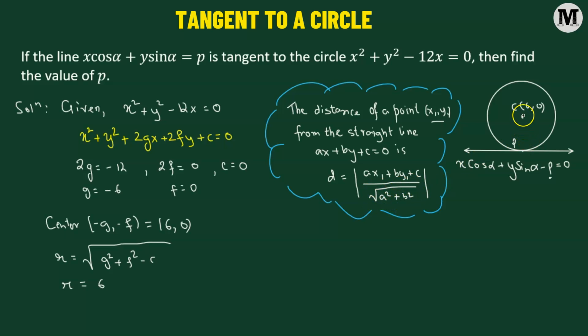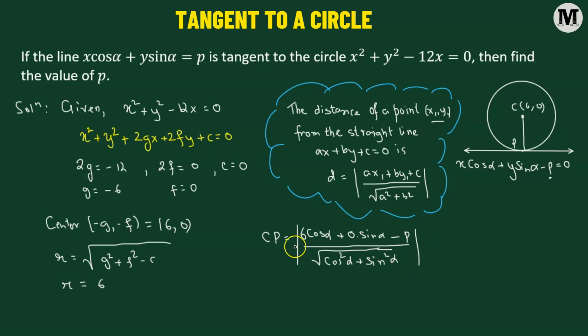Now in our case, we want to find the distance of point C from the tangent line. So we'll join C and P. That means the distance CP is going to be equal to, we'll take the absolute value. We'll start with the coefficient of x, that's cosine alpha. This gets multiplied with the x coordinate of the center, so that's 6. We get 6 cosine alpha. Then we add 0 times the sine alpha value. So we have multiplied the y coordinate of the center with the coefficient of y, and then we have the constant negative p, divided by the square root of cosine squared alpha plus sine squared alpha.